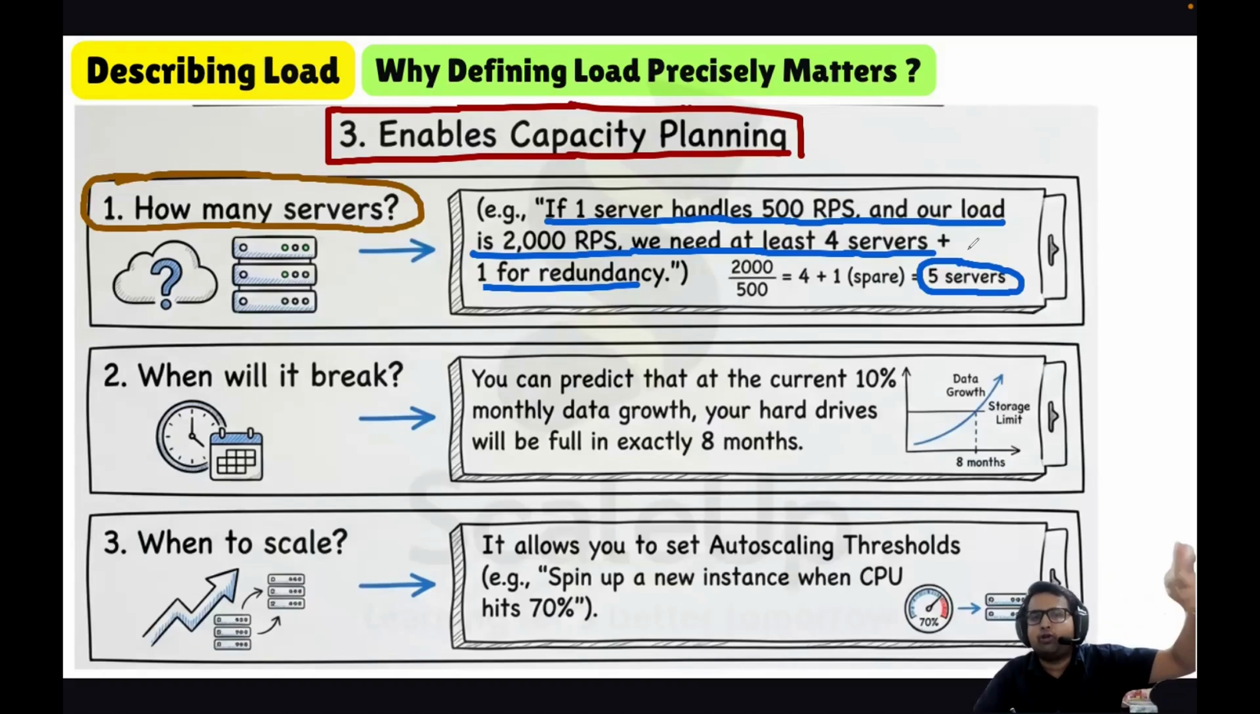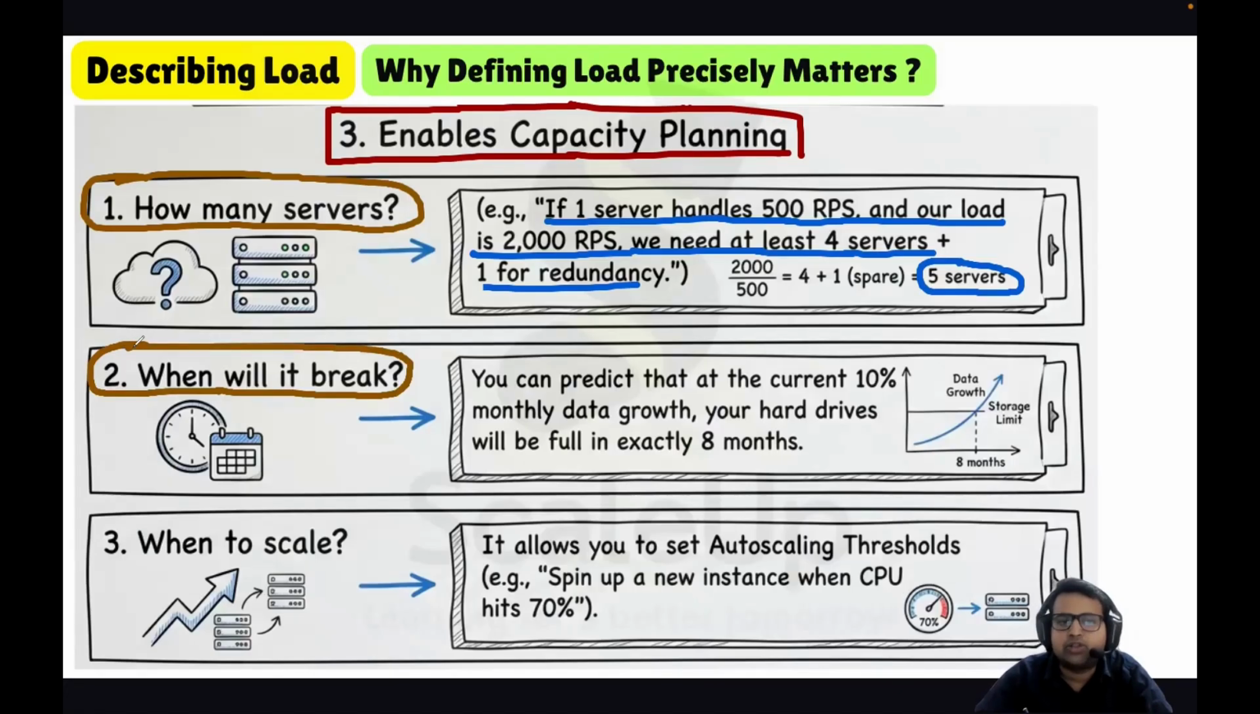So if we define the load precisely, we will be able to plan the capacity. We will be able to answer questions like how many servers are needed to design the system, or when the system will break.